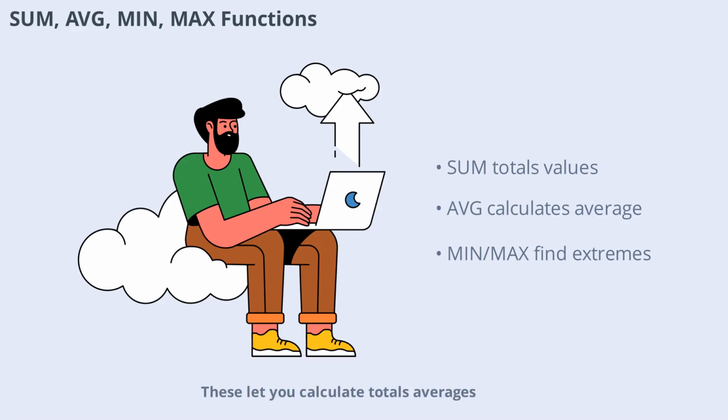Beyond COUNT, SQL offers other aggregation functions like SUM, AVG, MIN, and MAX. These let you calculate totals, averages, and find the smallest or largest values in a column. For example, SELECT AVG(age) FROM customers gives you the average age. These functions are essential for data analysis, helping you uncover patterns and insights quickly.